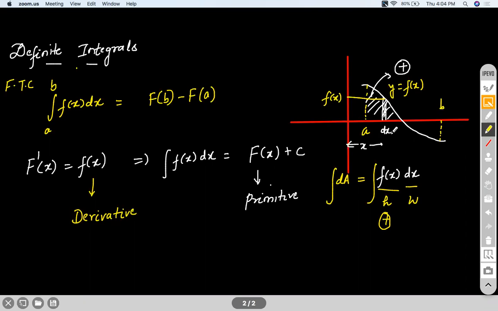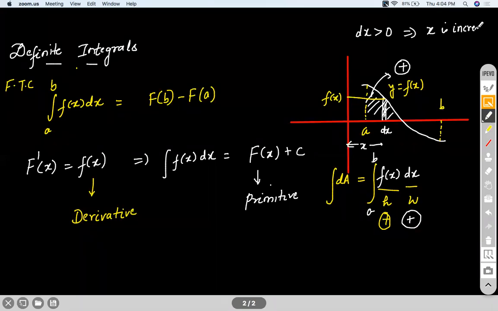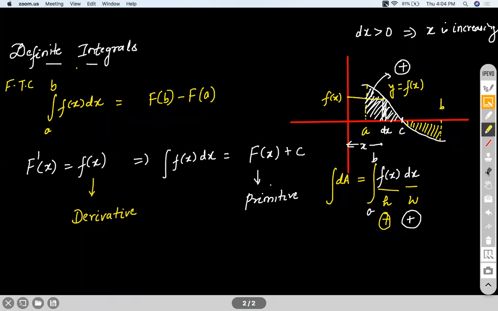How do you know width is positive here? We're going from left to right. Yes, if you're going from left to right, your x is increasing. If your x is increasing, dx will be positive. Right? dx is positive means x is increasing. So in this way, the entire area in this part, let's say I call this point C, from A to C, the area is a positive area. Whereas when you find this area, here f of x itself, sorry, this is from C.